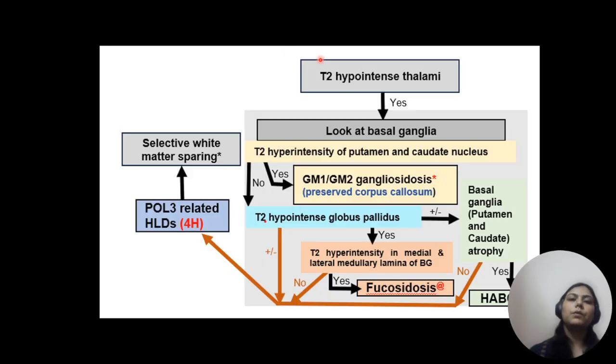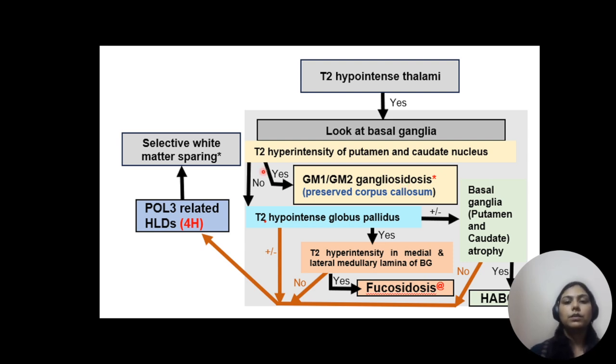So whenever we encounter T2 hypointense thalami in patients with hypomyelinating leukodystrophies, we can look at the basal ganglia. If it is hyperintense and there is preserved corpus callosum, it can be infantile onset GM1, GM2 gangliosidosis, of course, on a suitable clinical background.